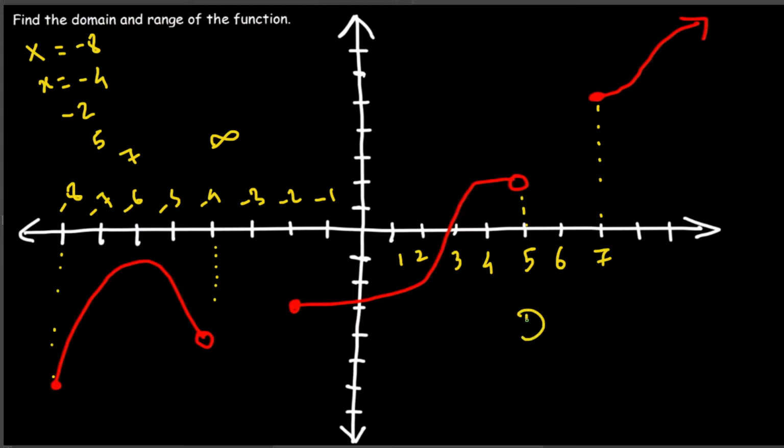So domain, the first point it's starting is -8. Since we have discontinuity, we see a lot of discontinuity, it means we have to use union to express this one. So first start from the lowest point. Lowest one is -8. Is -8 included? Yes, because this is a closed circle. So -8 included, therefore I put a square bracket.